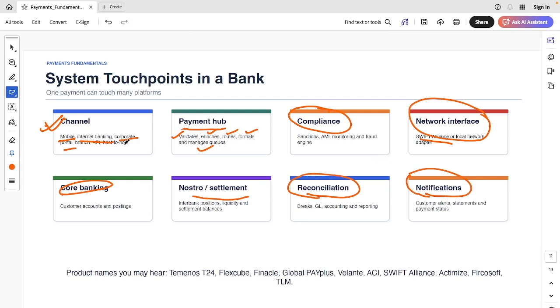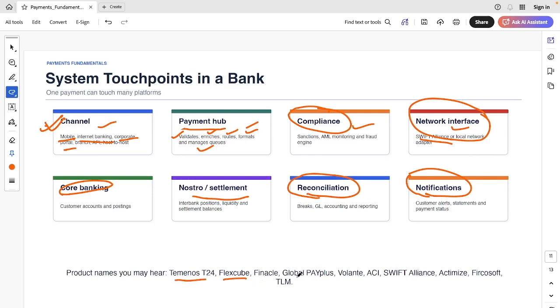Now here is the important part. If a payment fails, the problem can be anywhere. It could be in the channel, in the payment hub, in the compliance stage, or in the network interface system. It could be anywhere in any of these eight systems. So in interviews, don't just memorize the systems. These are some names which are actually used in the payment process flow, and each system plays its own role in the payment lifecycle.